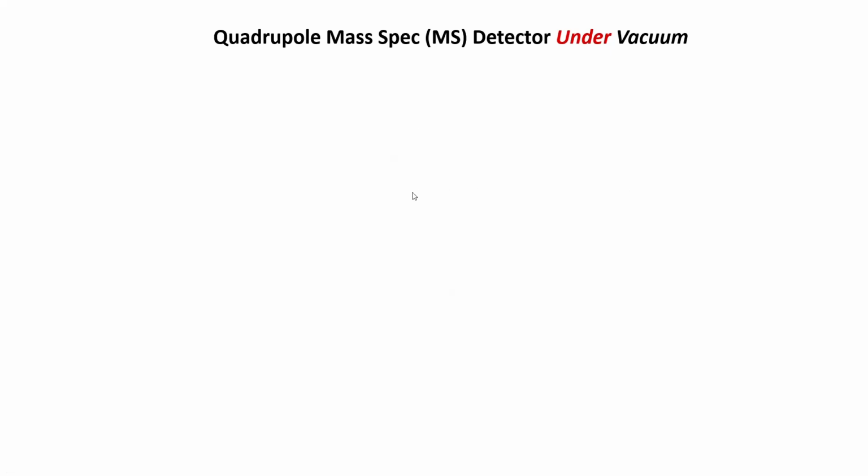In this particular case, we're using a quadrupole mass spec detector, which is also under vacuum. There are many types of mass spec detectors, but the quadrupole is the one that's most used.